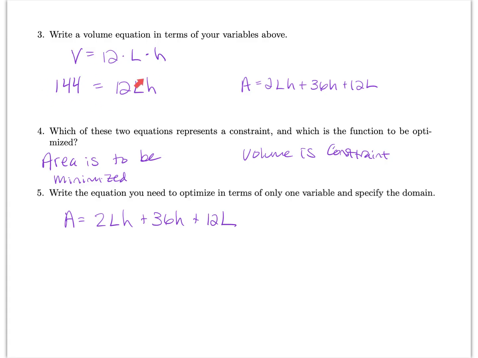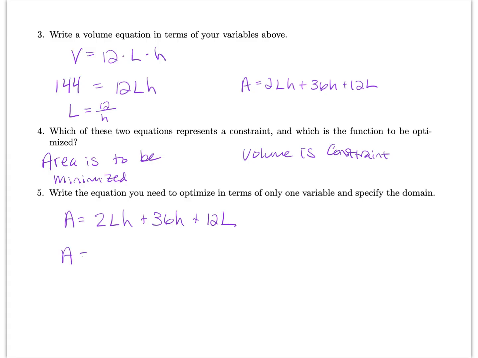I use the constraint equation to solve for one of my variables. So this 144 equals 12LH. I'm going to solve it for L. If I want to get L by itself, I'm going to divide both sides by 12H, and I get L equals 12 over H. And then I can go to my area equation, and everywhere I see an L, I'm going to replace it with 12 over H.